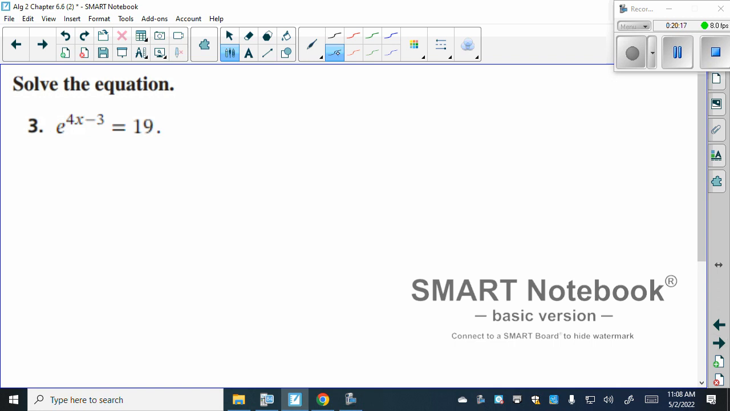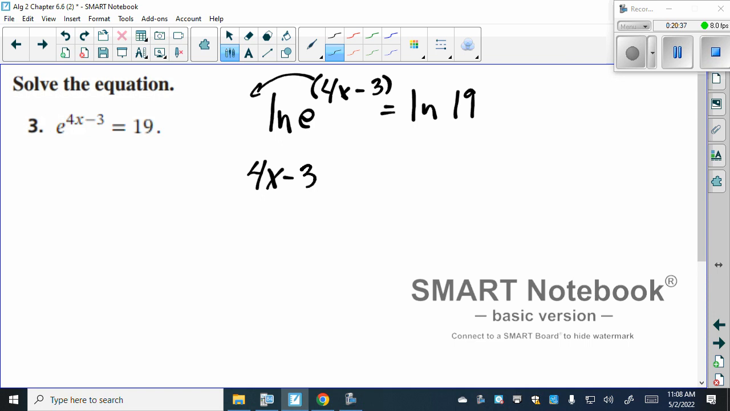Because here is e already by itself. So we could say that ln of e to the 4x minus 3 is equal to ln of 19. Well, we know this entire exponent is going to move out front, yes? What's the natural log of e? 1, yes? So this here is gone. The only thing left on the left-hand side is the 4x minus 3. It's the exponent. That's why we're applying that natural log. We're trying to get it to go away.